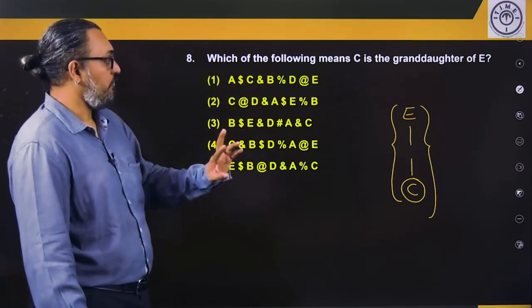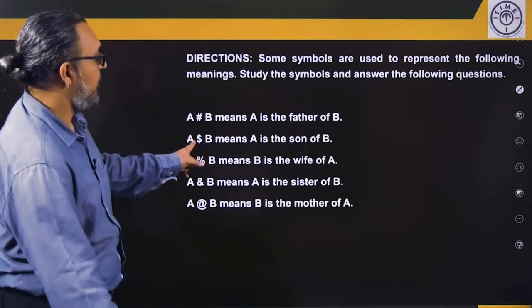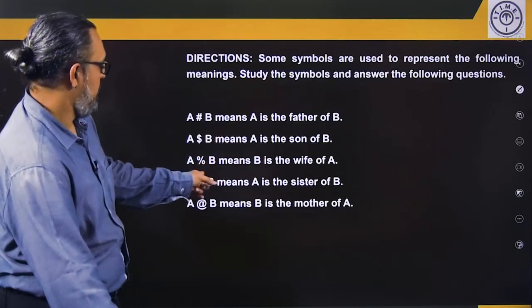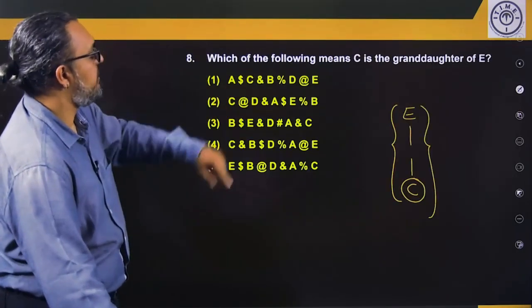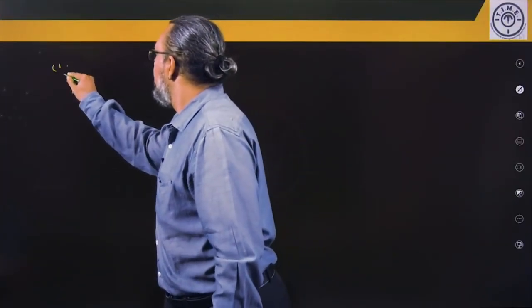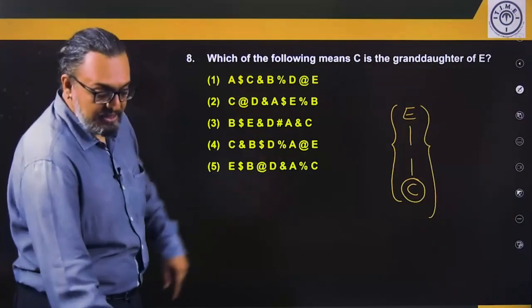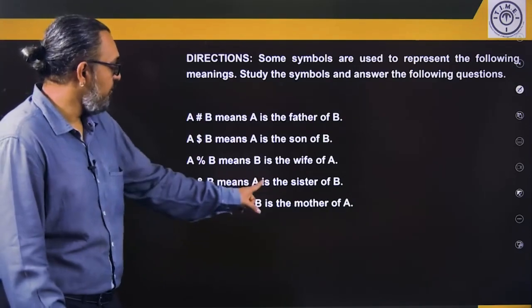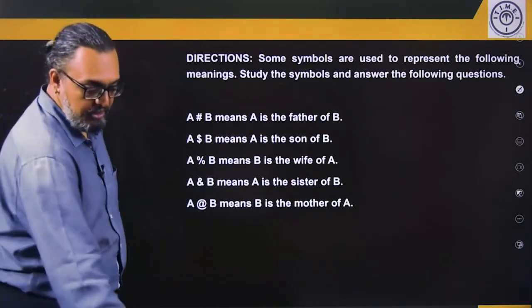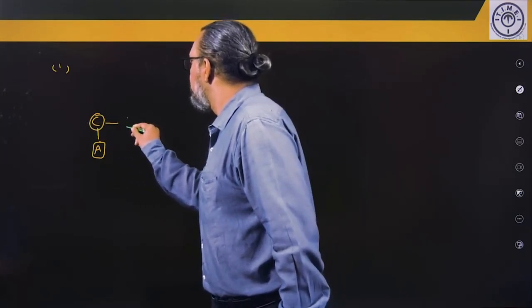So, we will go option by option. So, first is $C. So, what does dollar mean? Dollar here means a son. So, it is in the forward direction only. So, A is the son of C. So, that is what we will take. Okay. So, in the first, we have A is a son to C. Then, C ampersand B. What does ampersand mean? Ampersand means again in the forward direction, A is the sister of B. So, in the forward direction, C is a sister to B. Okay. We have C is a sister to B.